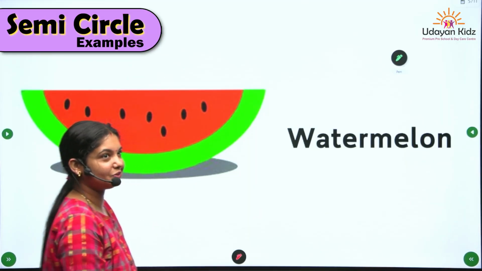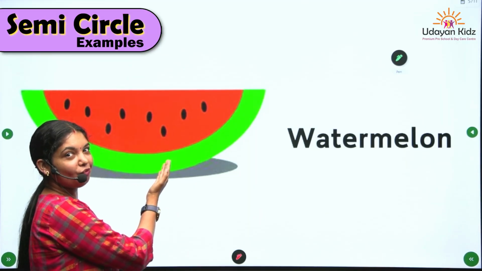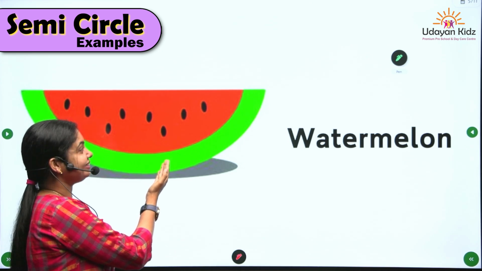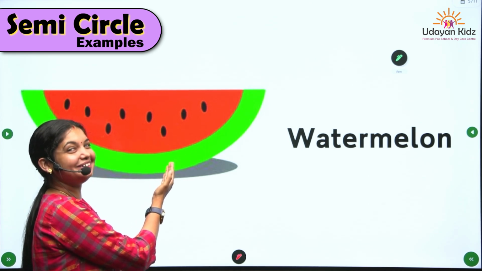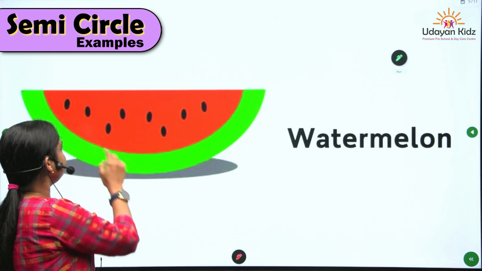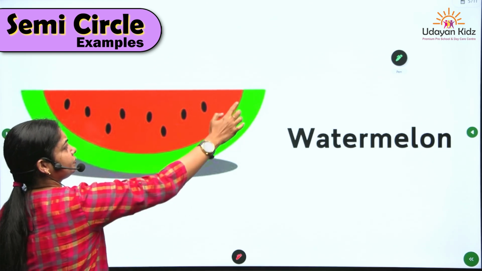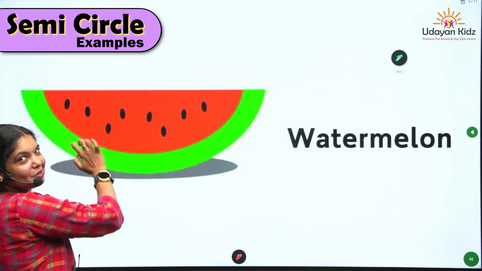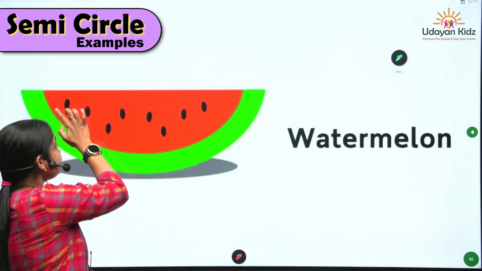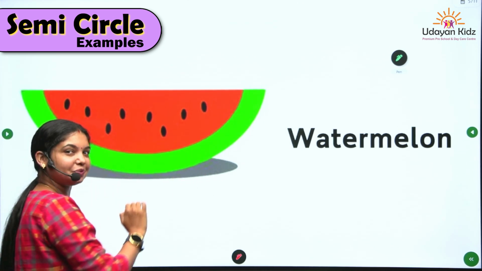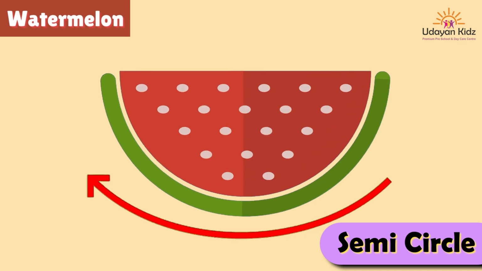Next one is, what is this? This is a watermelon. Do you like watermelon? Yes? Very good. And which shape is this? It is also a semicircle. It is also a semicircle shape. Okay?